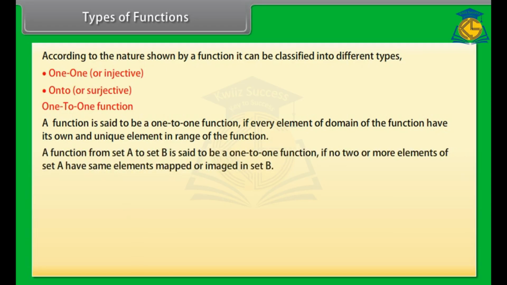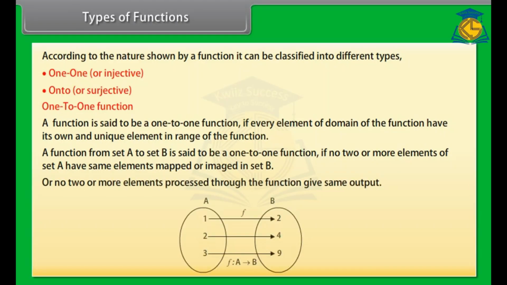A function from set A to set B is said to be a one-to-one function if no two or more elements of set A have same elements mapped or imaged in set B, or no two or more elements processed through the function give same output.